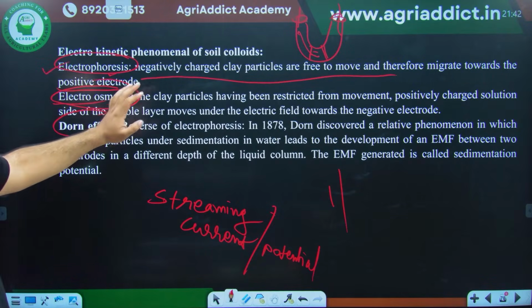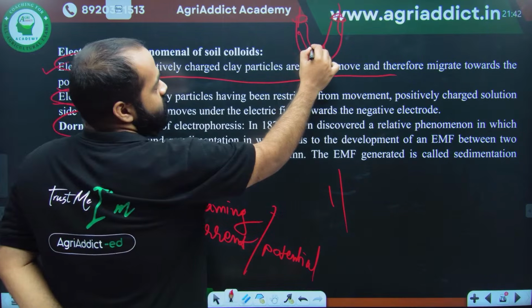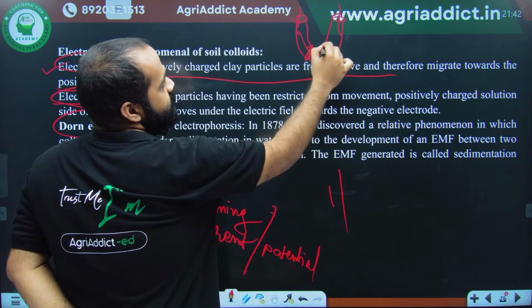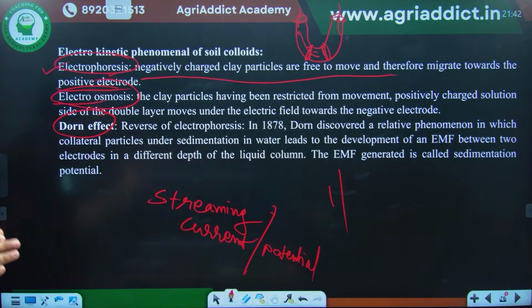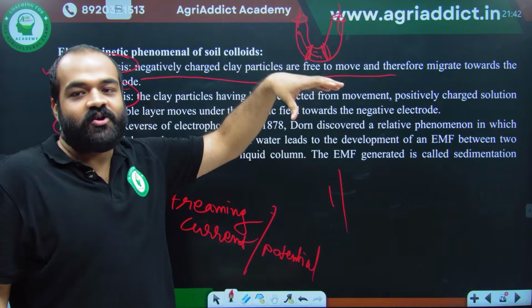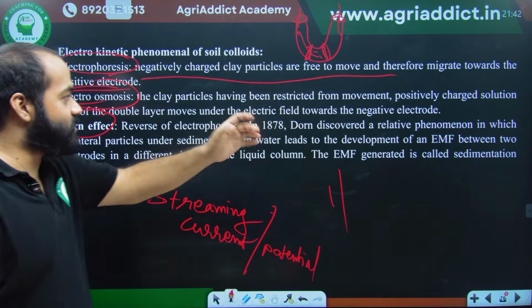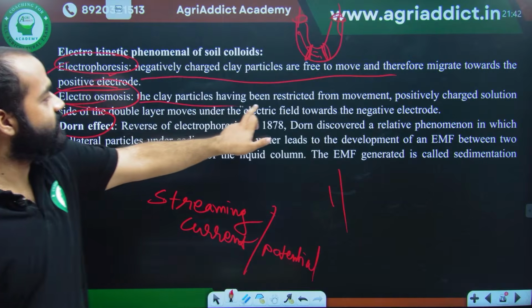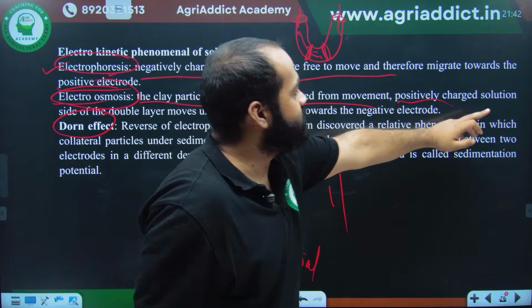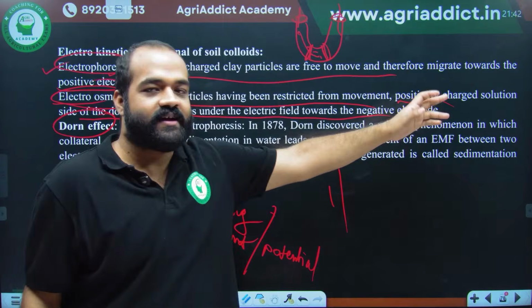Then electroosmosis. Electroosmosis में हम क्या करते हैं? हम solid clay particles की movement को glass disc से stop कर देते हैं, and only water can move. So since clay particle is negatively charged, the water containing the counter ion is positively charged, so that will move towards the negative electrode. वही लिखा है, the clay particles having been restricted from movement, positively charged solution of the double layer moves under electric field towards the negative electrode.